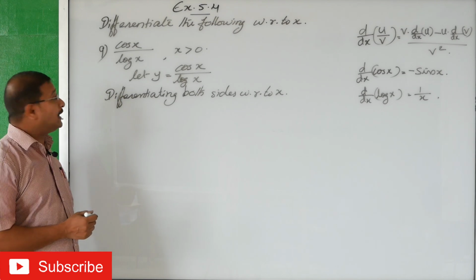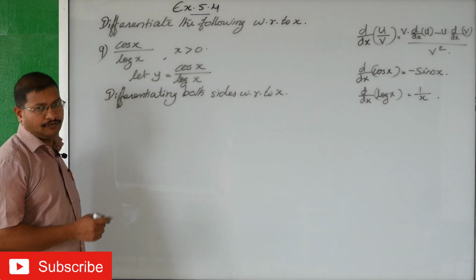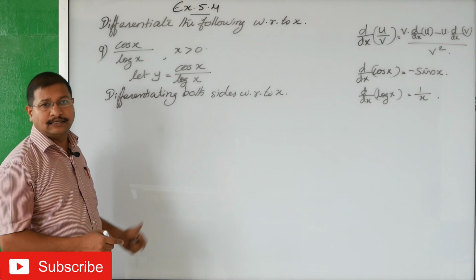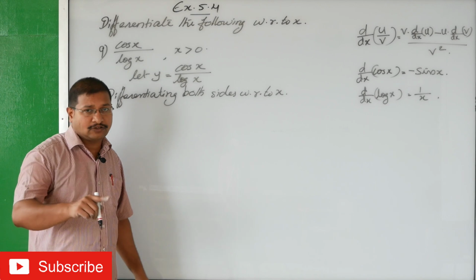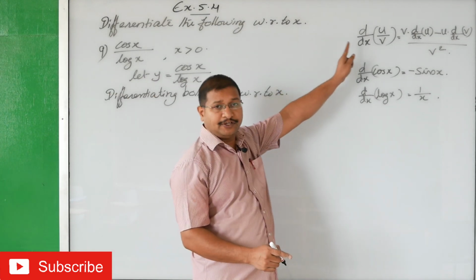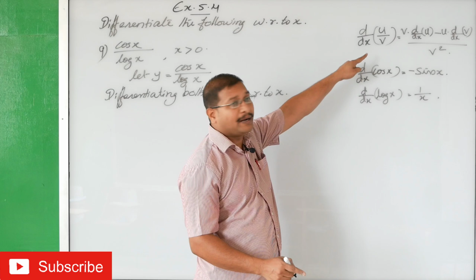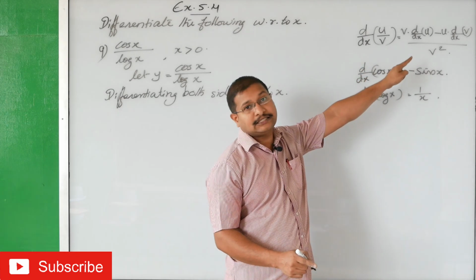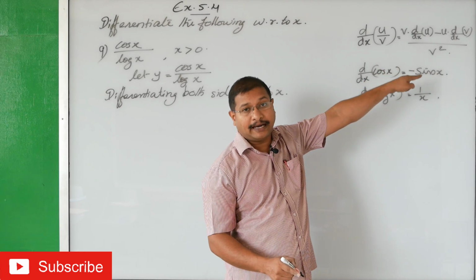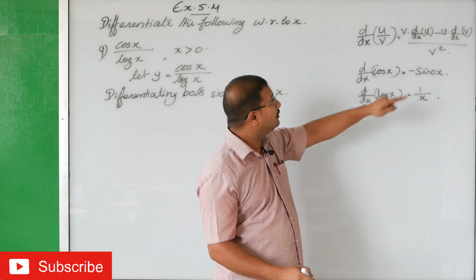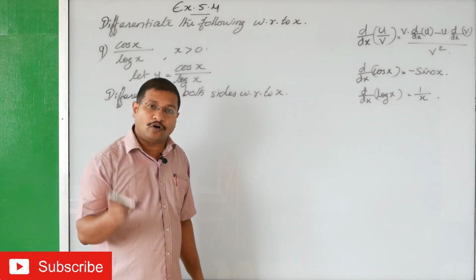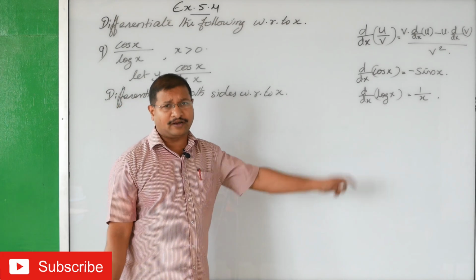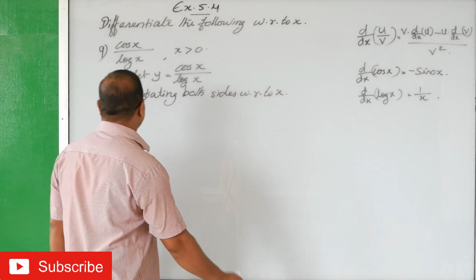Cos x divided by log x, x greater than 0. First, let y equals cos x by log x. Differentiating both sides with respect to x. Of course, we should know the division law, that is, derivative of u by v equals v into derivative of u minus u into derivative of v, by v square. Ready? Of course, we should know one more: derivative of cos x equals minus sin x. And if you want one more, derivative of log x equals 1 by x. Now, let's start the work.